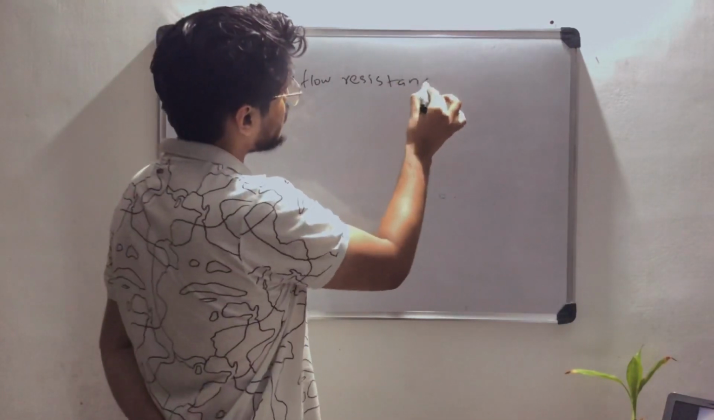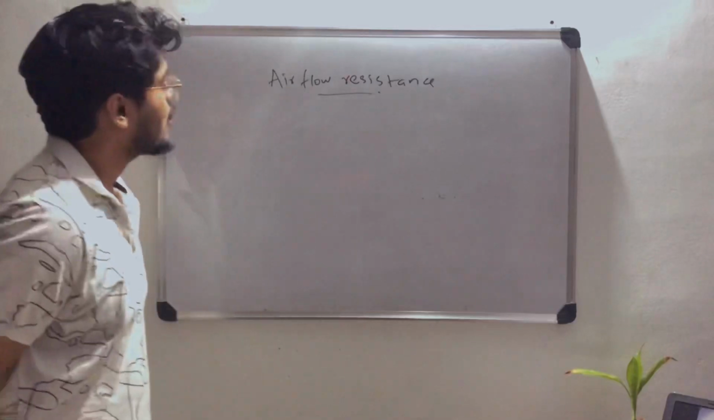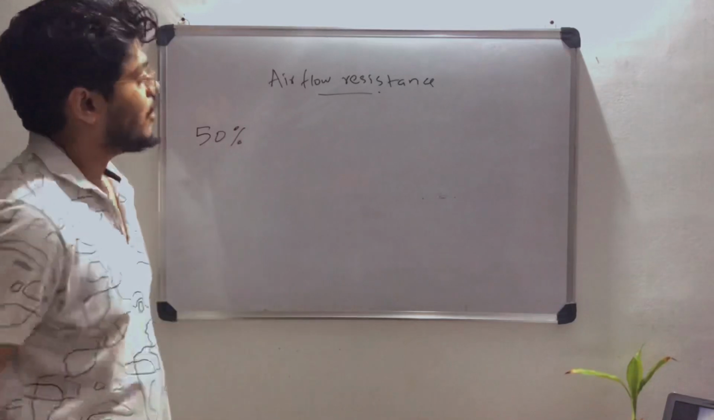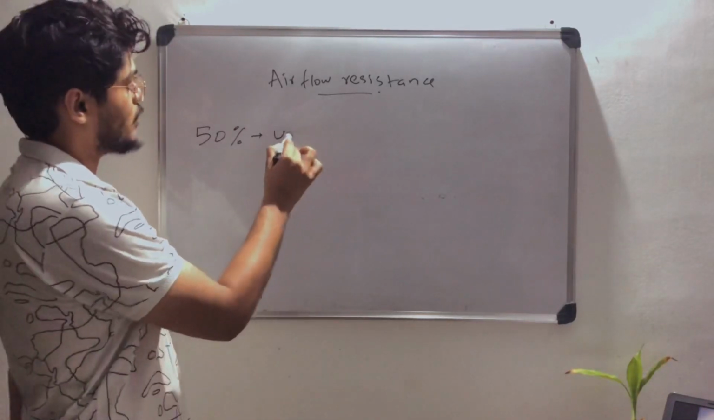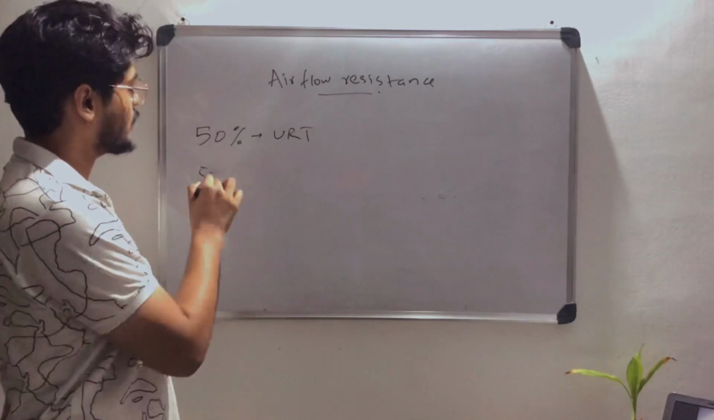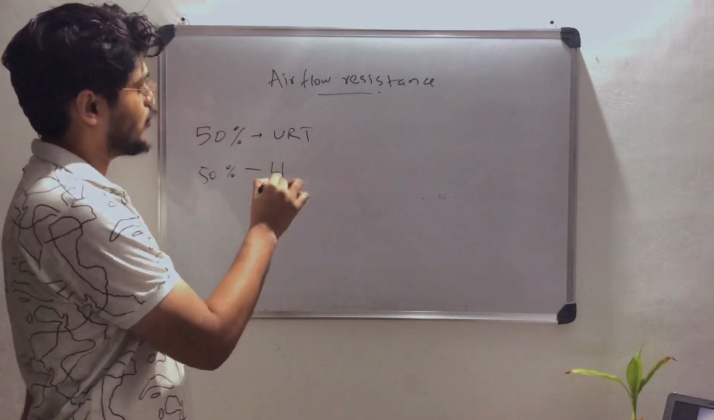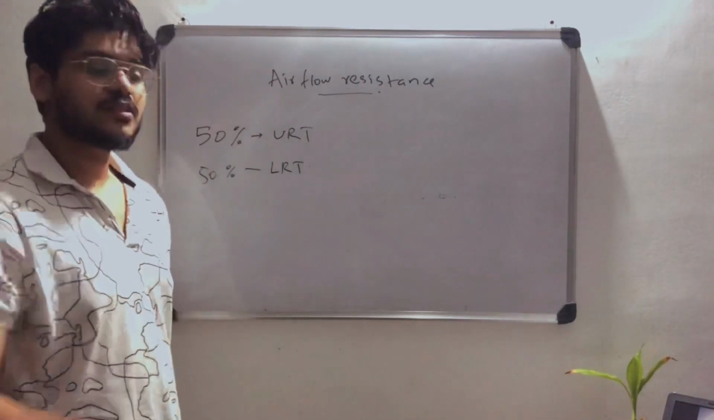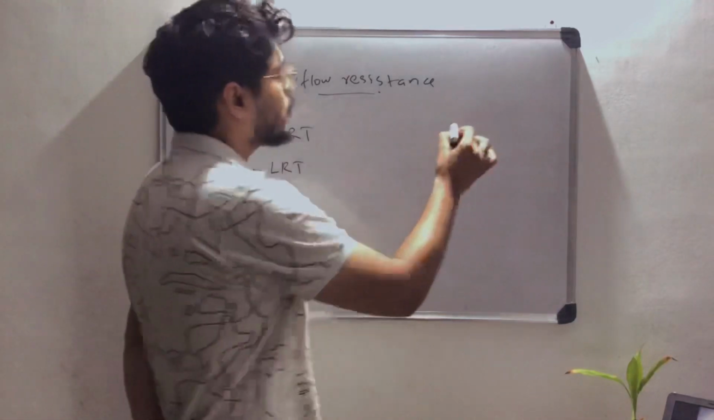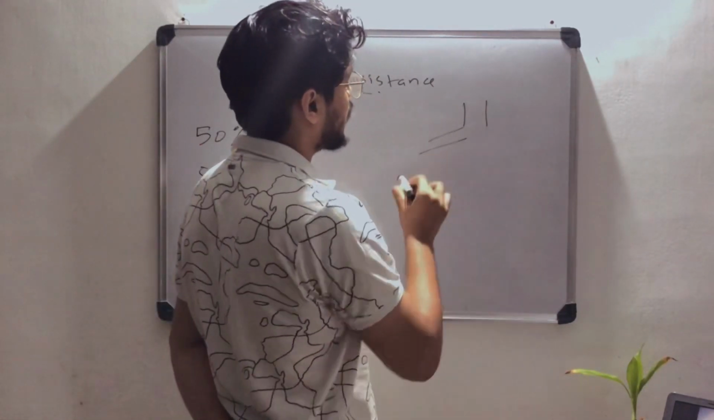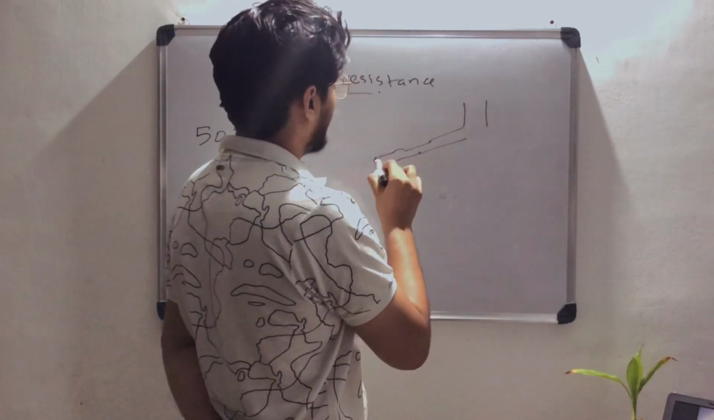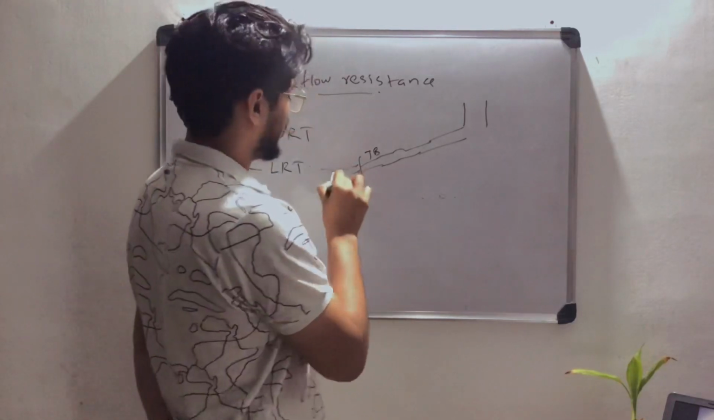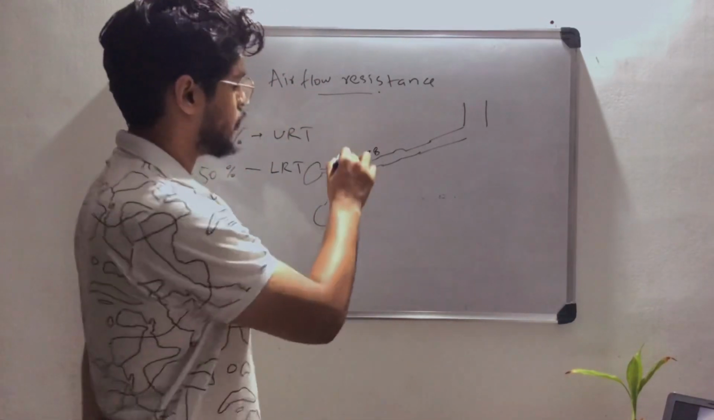There are only two things that I have to discuss about airflow resistance. First thing is that 50% of the resistance of airflow belongs to the upper respiratory tract and the rest 50% belongs to the lower respiratory tract. And where is the resistance the most and where is the resistance the least? So we know in the respiratory tract we have trachea, we have bronchi, and we have bronchiole, and then terminal bronchiole, right? Respiratory bronchiole, we have alveolar duct, we have sac-like structure, we learned all this, right?